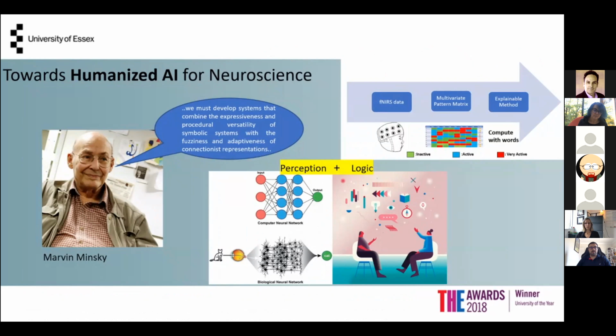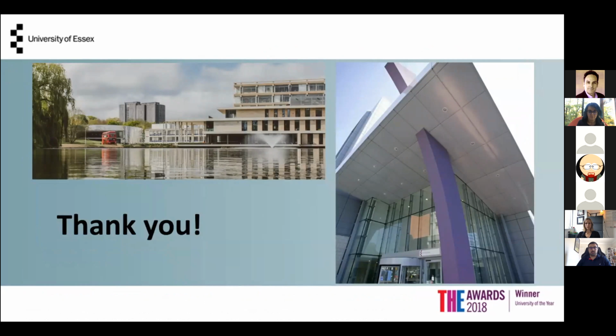Like the father of artificial intelligence described, the future is moving towards a more versatile, humanized AI that combines more types of intelligence at once. Our goal is to make use of all of these enhancements towards a very inclusive and free-living neuroscience using fNIRS. Thank you very much.